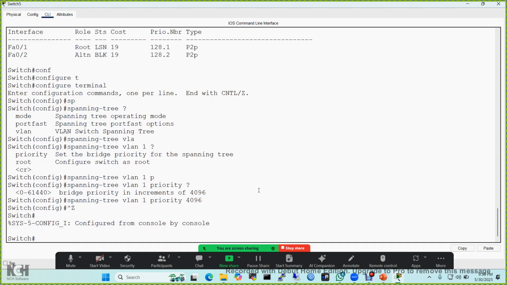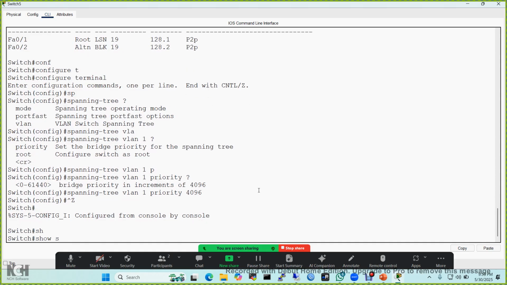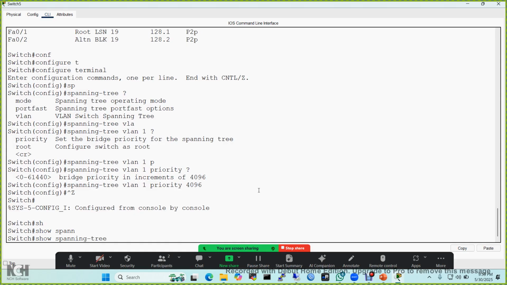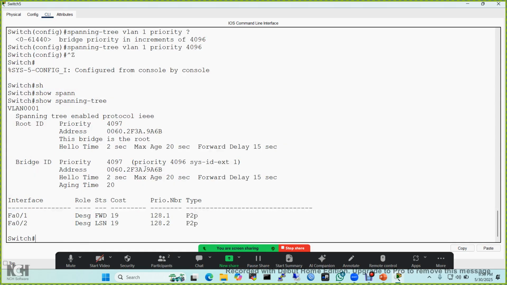Now which switch is the root? Let us check. Show spanning tree. Look, this bridge is now the root. By how? With the priority number. If any switch has the lowest priority number, it will always be the root.